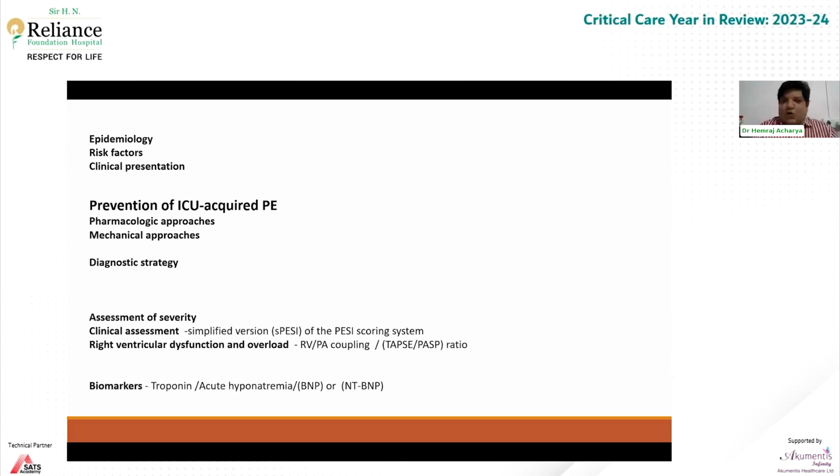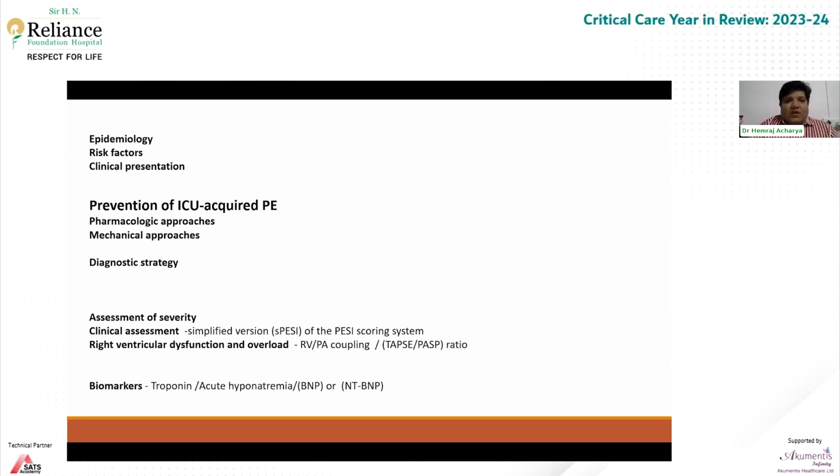About the diagnostic strategy, they talked about patients with low probability and high probability. Patients with low probability need other investigations like D-dimer, and then CTPA if required. In high probability patients, D-dimer is not necessary and you can go ahead with CTPA if the patient is clinically stable. If the patient is not clinically stable, then we can go ahead directly with fibrinolysis.